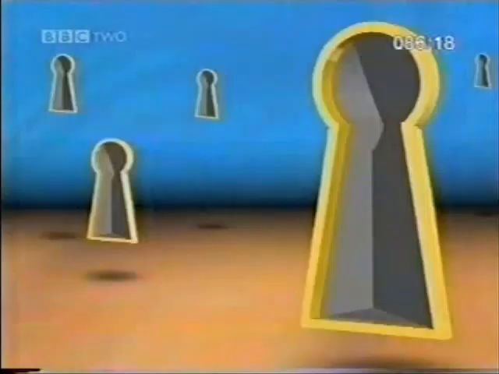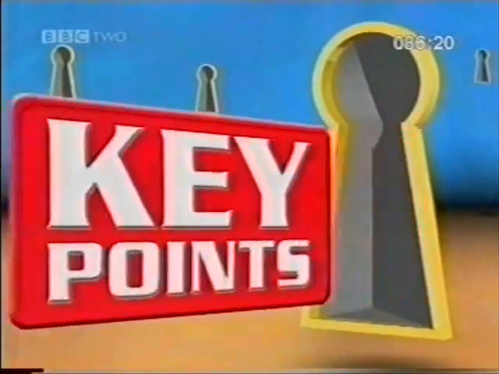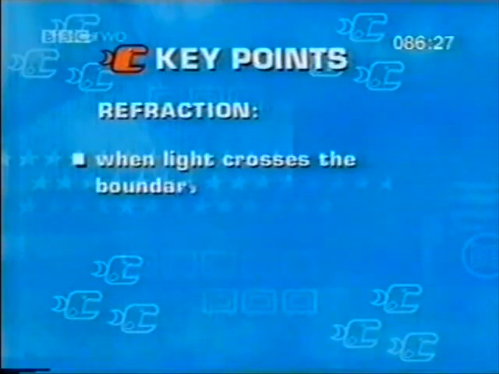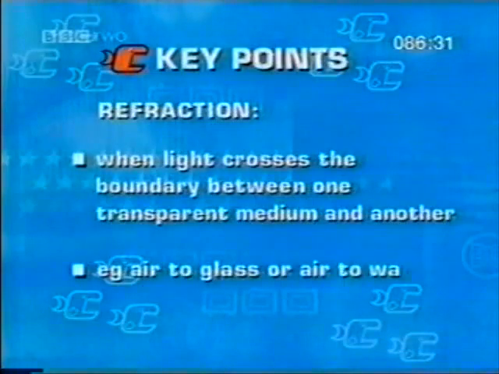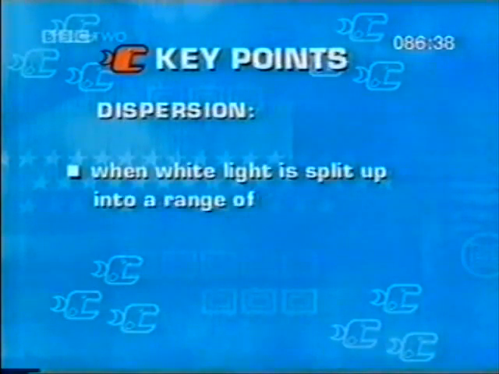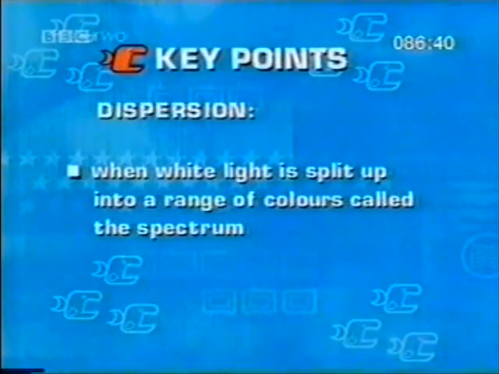So, for your test, you need to be clear about refraction and dispersion. Here are some key definitions to help you. You need to know that refraction occurs when light crosses the boundary between one transparent medium and another. For example, air to glass or air to water. Dispersion is the process when white light passes through a prism and splits up into a range of colours, called the spectrum.